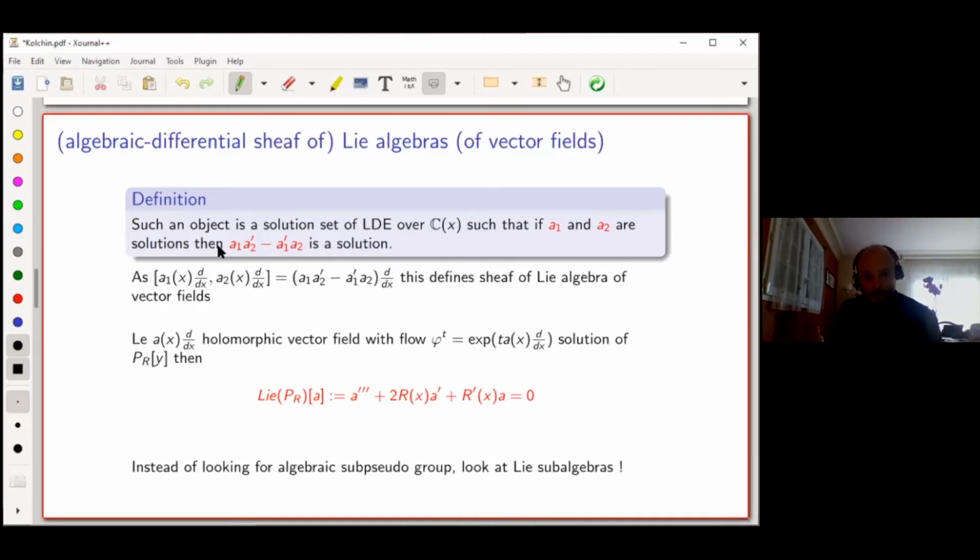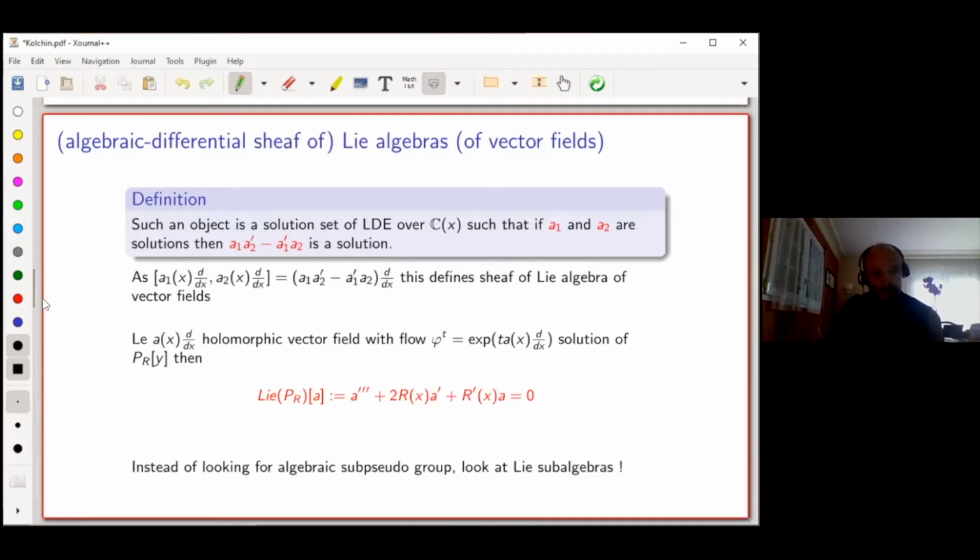So what is this object that I will just call Lie algebra in the talk? They are solution sets of linear differential equations over your ground field, such that if you take 2 solutions, and by solution I mean holomorphic somewhere, and holomorphic on the same domain, then this new function here is a new solution. So where does it come from? It's just that you have to interpret this as the coefficient of vector fields on the line. And when you do the Lie bracket of 2 vector fields, you obtain a 3rd vector field this way. And so this equation here just means that if you interpret solutions as vector fields, then the solutions are stable by the Lie bracket. So it defines a sheaf of Lie algebras of vector fields.